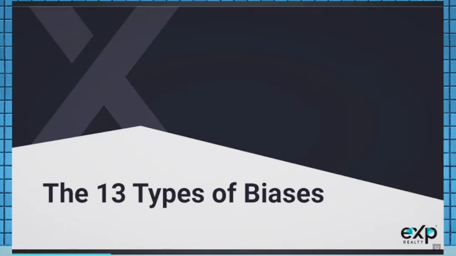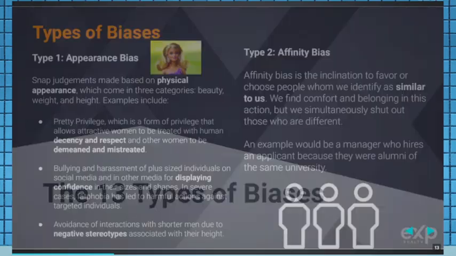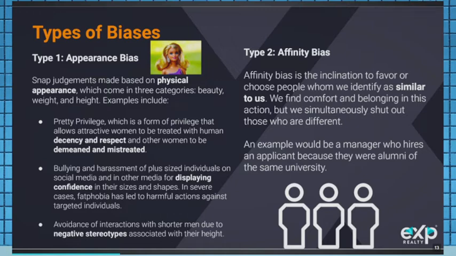All right, now we're going to go through very quickly the 13 types of biases. And these are really interesting in helping us understand that there's a big variety of biases we can have. So, type number one is appearance biases. That's a snap judgment made based on physical appearance, which comes in three categories: beauty, weight, and height. Examples include something called pretty privilege, which is a form of privilege that allows attractive women to be treated with human decency and respect, and other women to be demeaned and mistreated. Right? And again, we're also talking about beauty being in the eye of the beholder, right? So it's about what the other person, the viewer, thinks of this woman, and not necessarily a given physical trait.